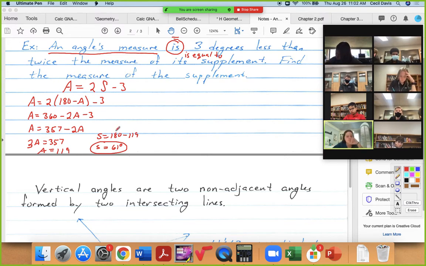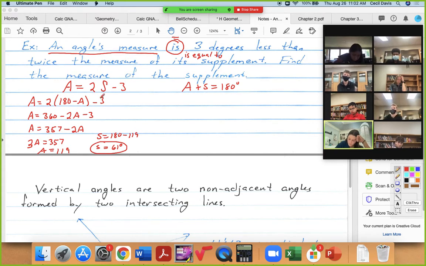Typically, if a problem is asking for the measure of the angle, I do it this way. When they're asking for the supplement, though, I typically do it a different way. What I'll do is, I know that an angle added to its supplement is 180 degrees. So I'll write a second equation. An angle plus its supplement is 180 degrees.